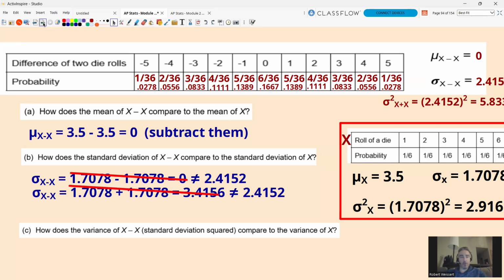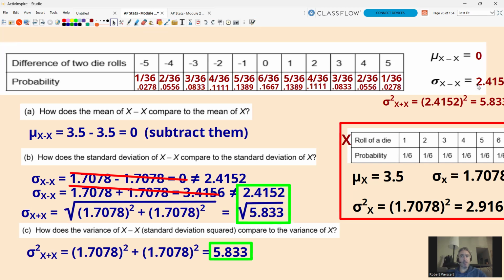So let's skip to our variance again. The variance is the standard deviation squared. And again, if I square the standard deviations of the 1.7078 and add them together, I get 5.833. If I square root that, I end up getting the same standard deviation that my calculator is giving me. So even though I subtracted those two random variables, I still had to get a bigger spread. I still had to add the variances and square root that to get the standard deviation. So the spread is going to be the same. It's just as spread out as before when we added.